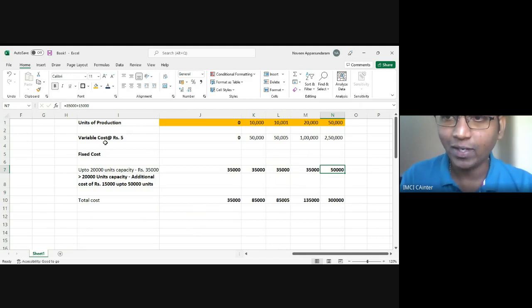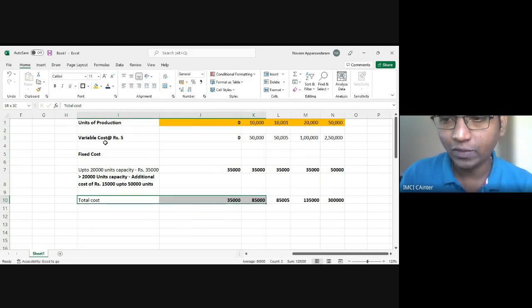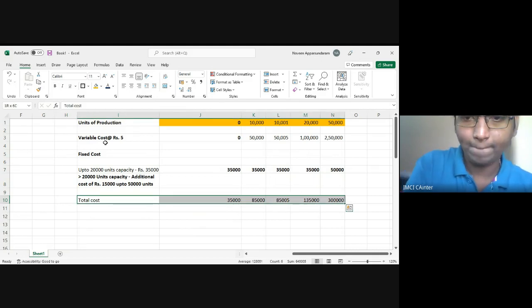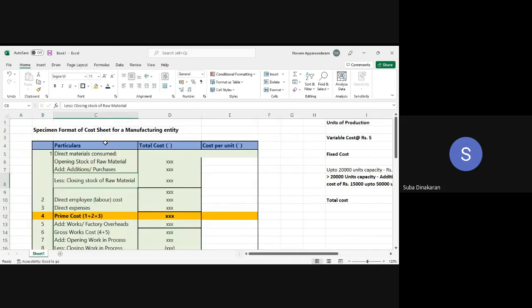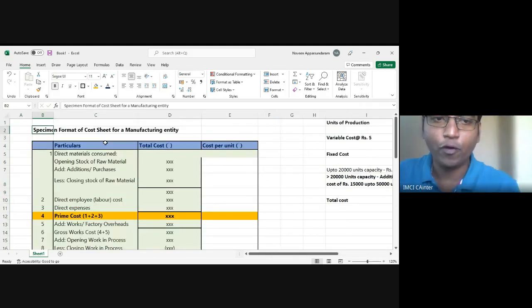Even if you're producing that additional unit, you can produce 20,001 unit or 25,000 units or 30,000 units. Still, you need to incur the additional cost of 15,000 rupees. So is that clear? The difference between the variable cost and fixed cost? Yes. Yes. Let me move on. So now coming back to the specimen of format of cost sheet.